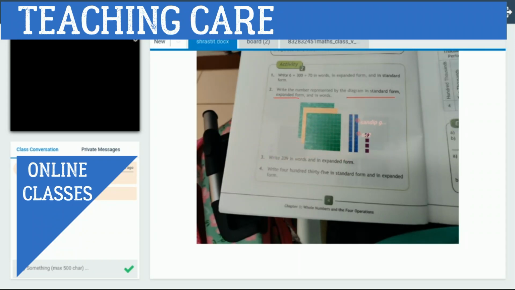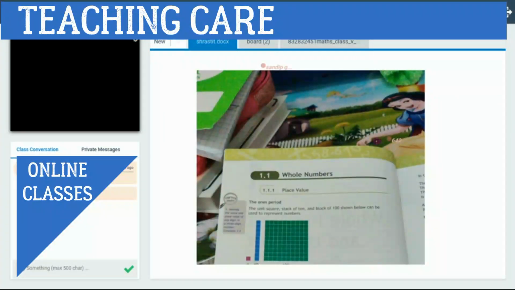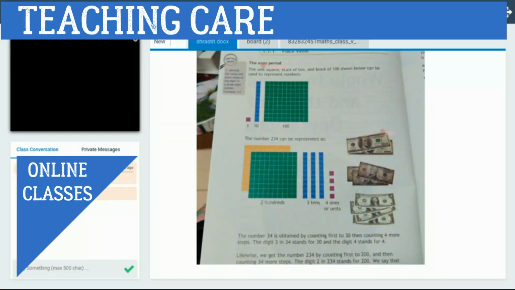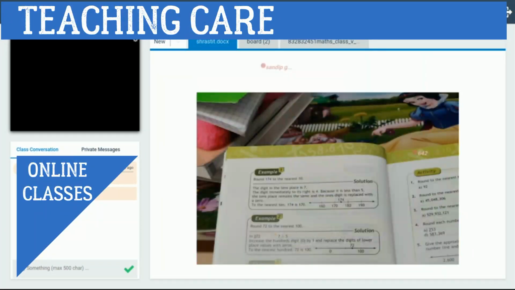300, 20 tens, 324. Yes. Okay. Then next one. So that's what. This is for hundreds. Okay. This is for tens, and this only one square is for ones. Okay. Yes. This you are able to do.